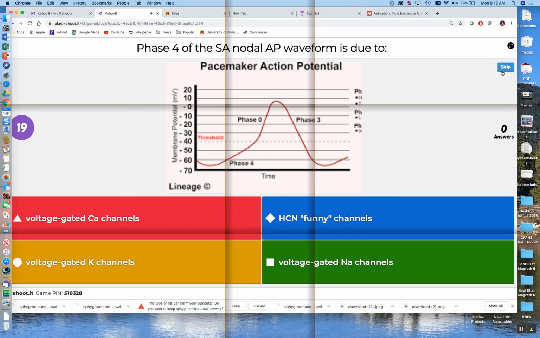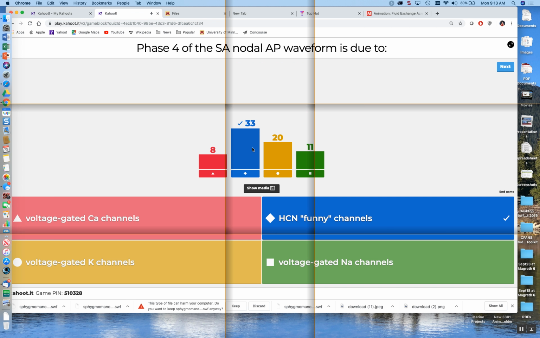Phase 4 of the SA nodal action potential waveform is due to voltage-gated calcium channels, funny channels, voltage-gated potassium channels, or voltage-gated sodium channels. We're talking about phase 4 here. All right, nice job. They are the funny channels, right? So those are the hyperpolarization cyclic nucleotide gated channels, okay? Those are the funny channels. They are part of the pacemaker cells. They're expressed in pacemaker cells. All right, good job.